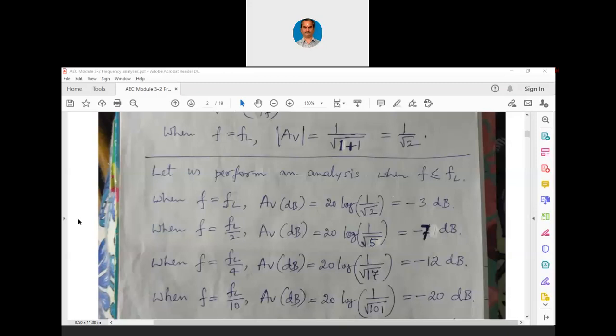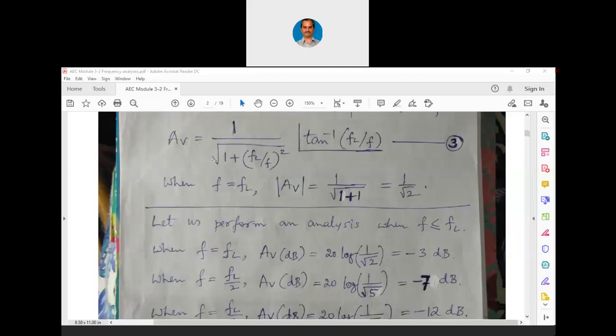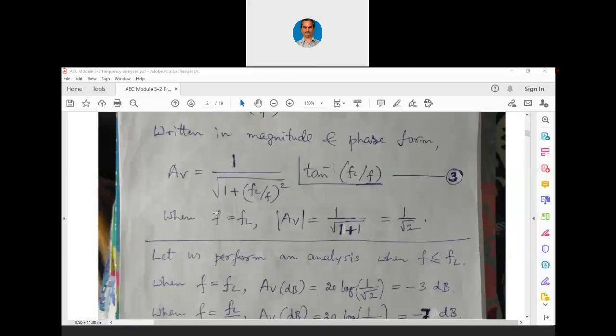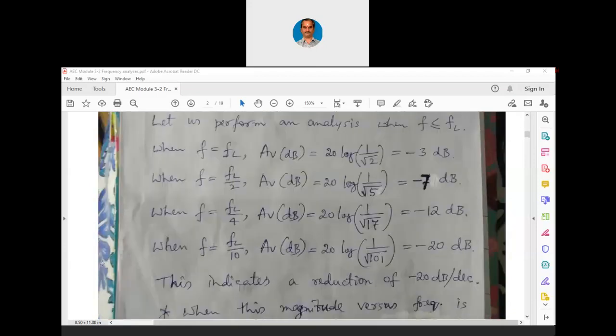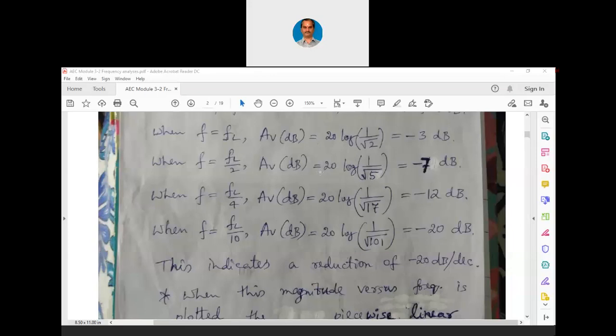So, when F equals FL, voltage gain in decibels is 20 log of 1 over root 2, that is minus 3 dB. Let us go down one step further. When F equals FL by 2, the voltage gain in dB is 20 log of 1 over root 5. You will have to substitute that FL by 2 in the given expression, expression number 3. There you can substitute, and when F equals FL by 2, you will get 20 log of 1 over root 5, that is minus 7 dB.